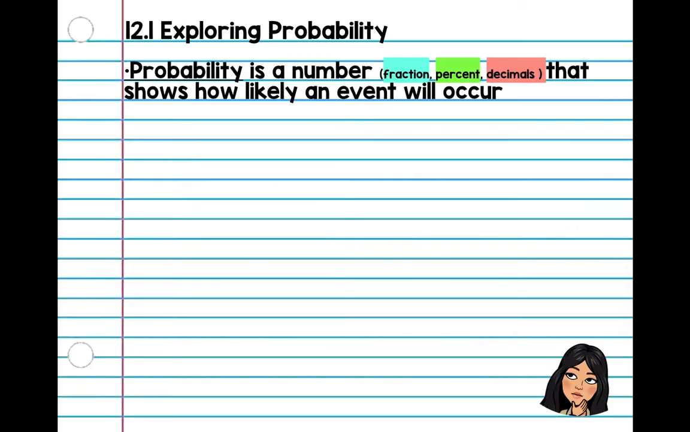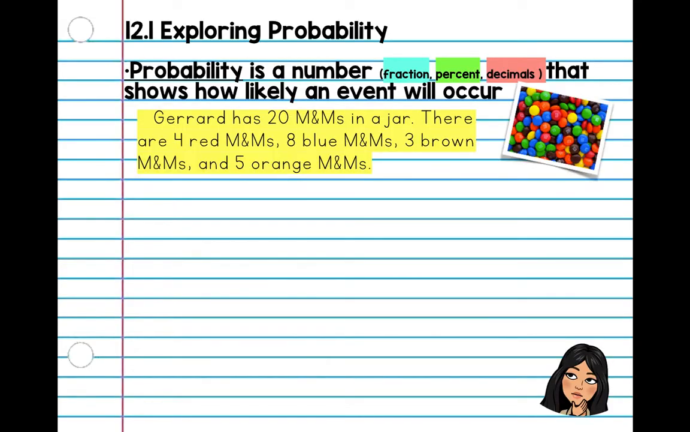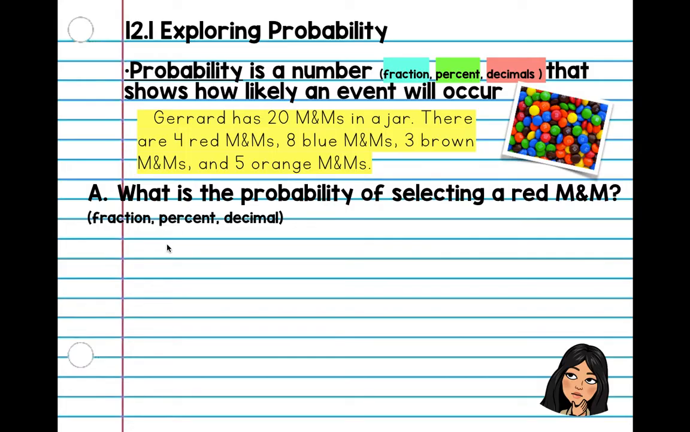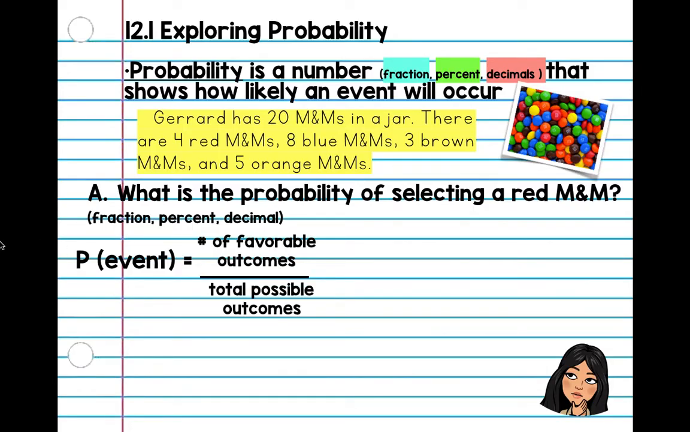Okay, so let's have some scenarios. Gerard has 20 M&Ms in a jar and there's 4 reds, 8 blues, 3 browns, and 5 oranges. Question number 1 says, what is the probability of selecting a red M&M? So red is right here. Let's start with our fraction form. Before we even begin, there's a formula when calculating probability: P(event) equals number of favorable outcomes over total possible outcomes. It looks confusing, but it's not.